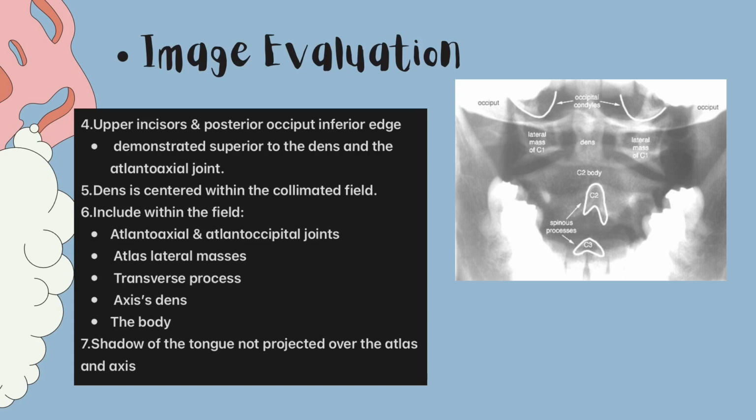Next, the dens is centered within the collimated field. Then, the atlanto-axial and atlanto-occipital joints, the atlas lateral mass and transverse process, and the axis dens and body are included within the field. Also, the shadow of the tongue is not projected over the atlas and axis.